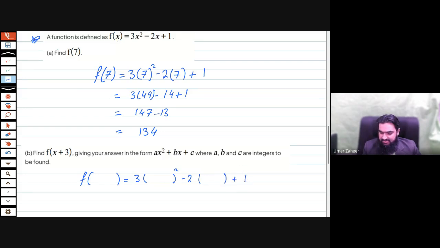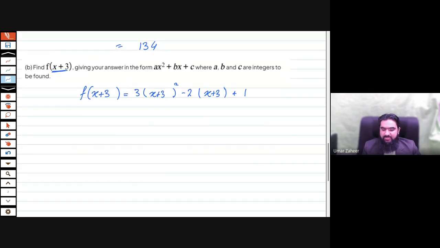At the place of x, we have to substitute x plus 3 because we need to find f of x plus 3. So here we substitute x plus 3. Now the rest of the steps are just simplification. 3 as it is, (x plus 3) squared is x squared plus 2ab, 2 times 3 is 6x, plus b squared, that is 3 squared, that is 9, minus 2x, minus 2 times 3 is 6, plus 1, bracket close.